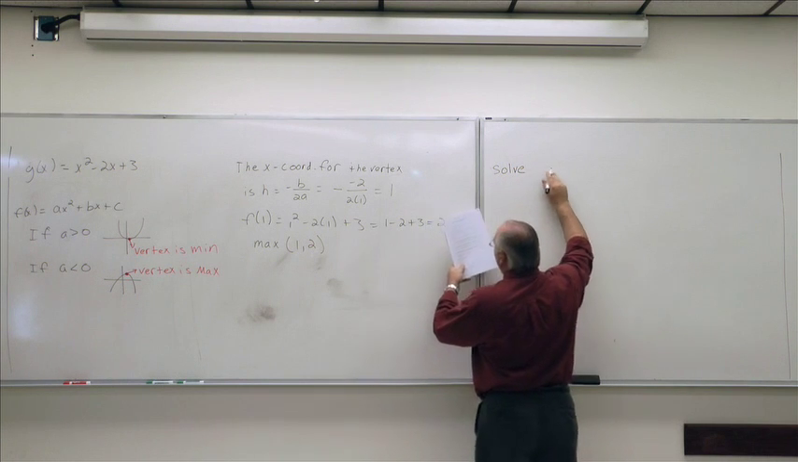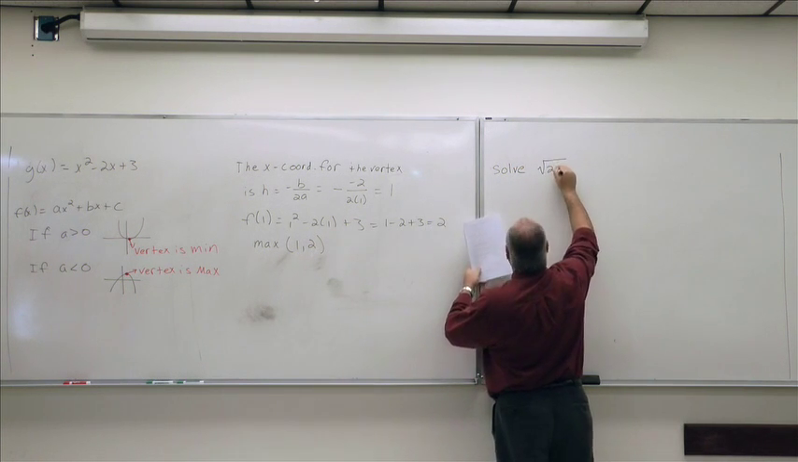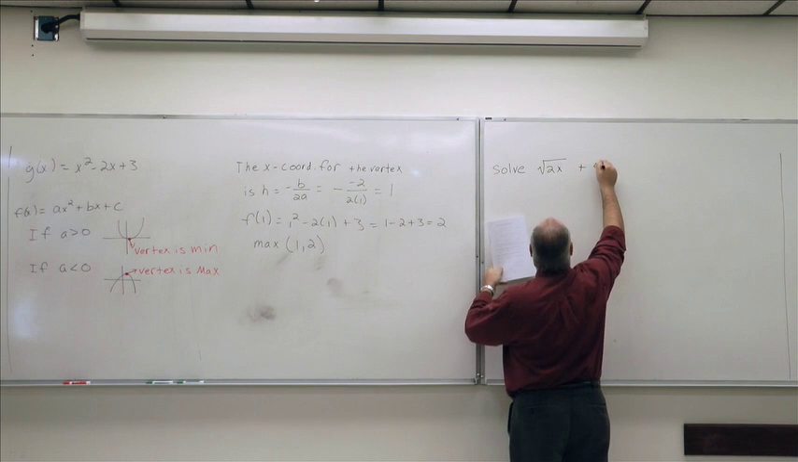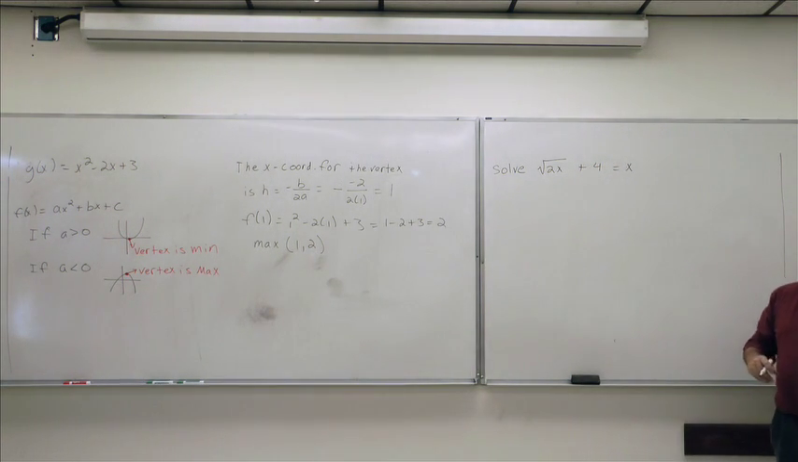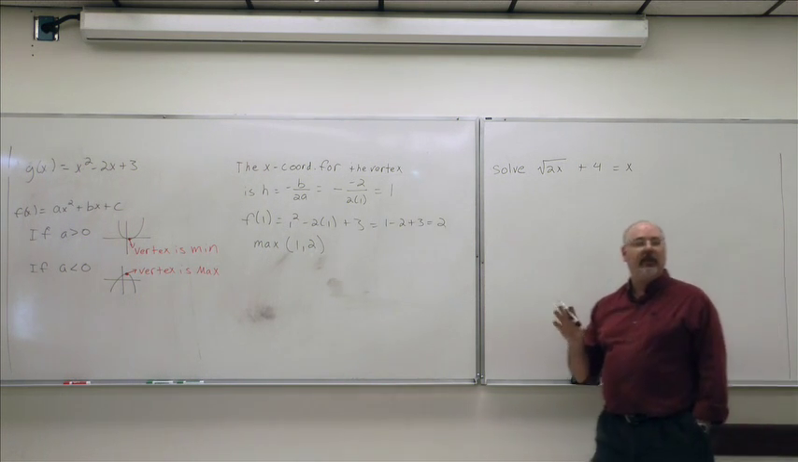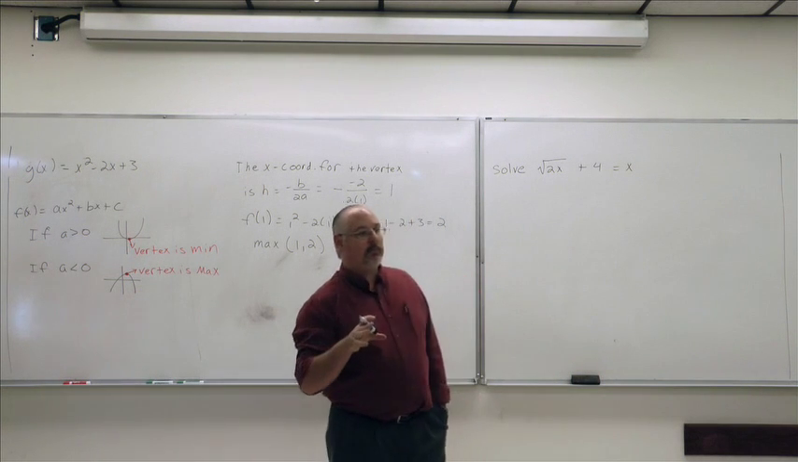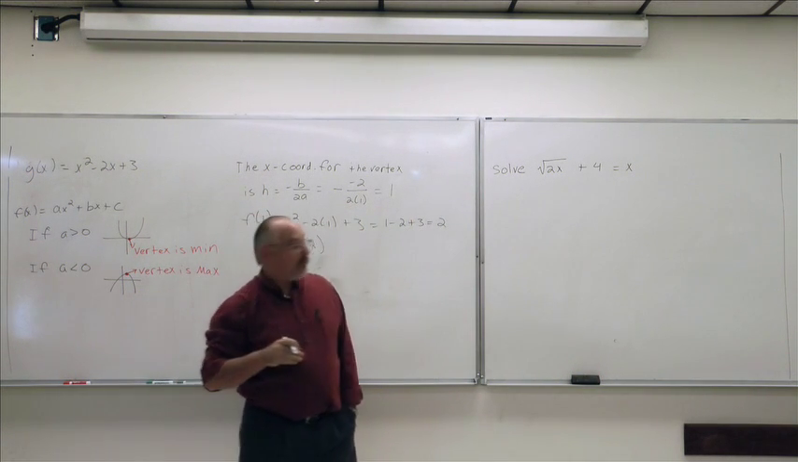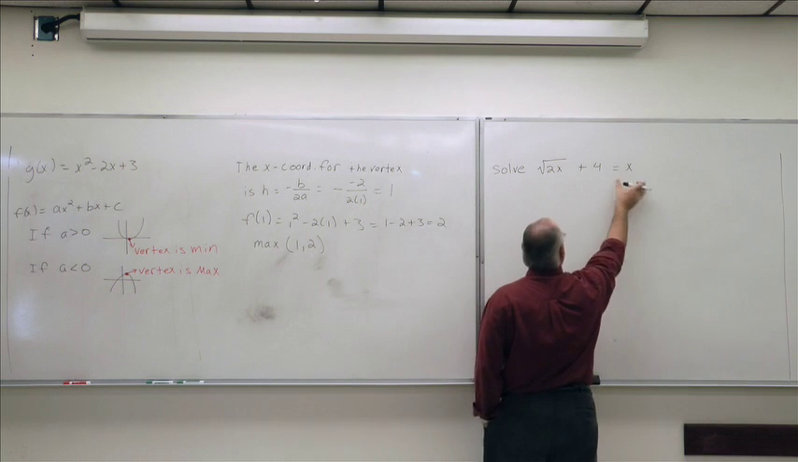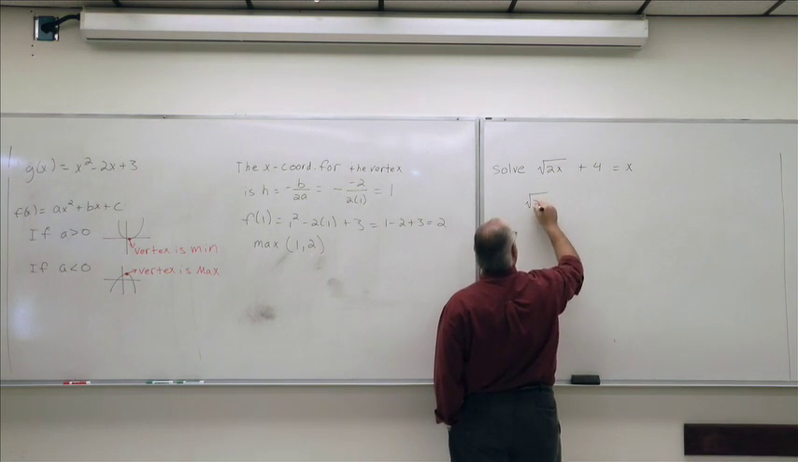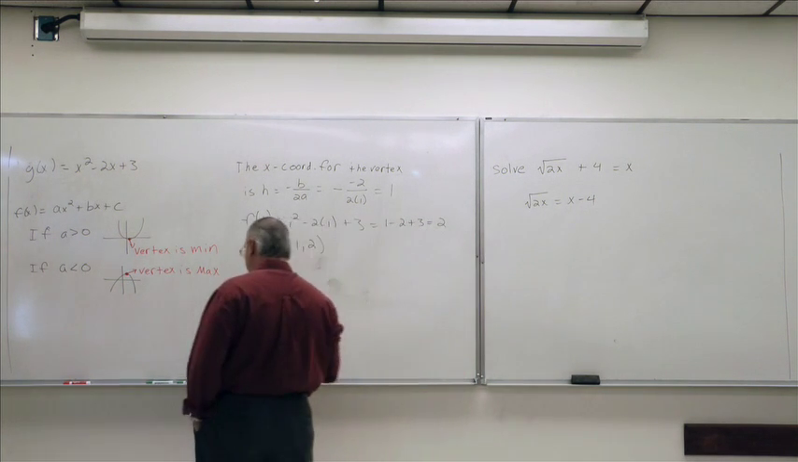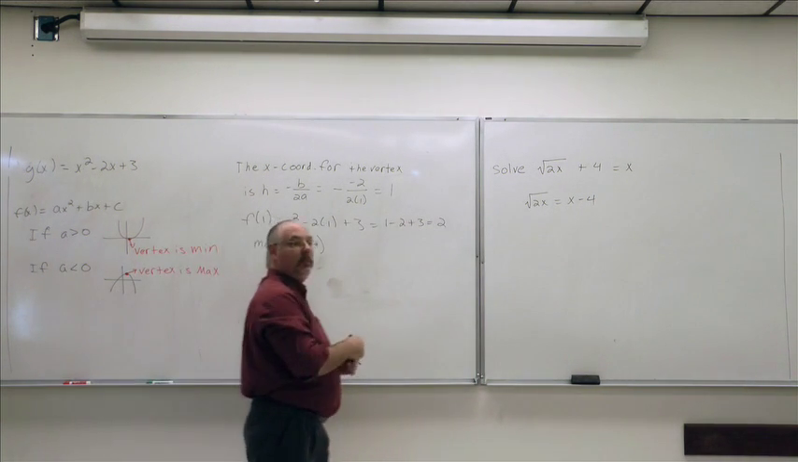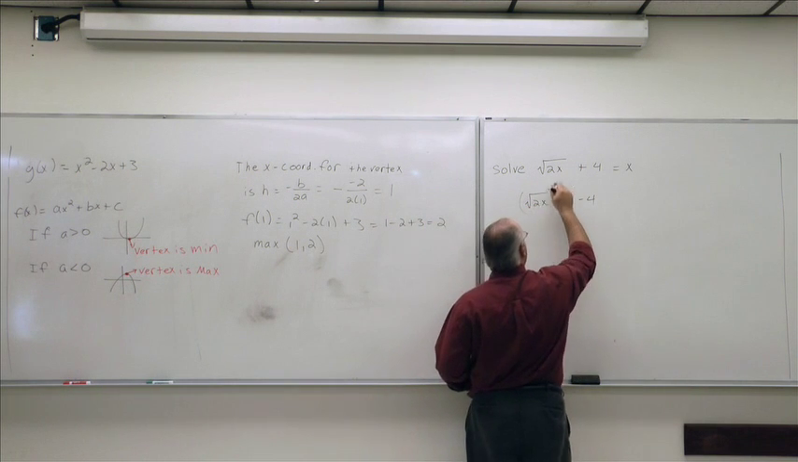So solve the square root of 2x plus 4 equals x. So we've got a radical equation. What's the first thing we have to do in a radical equation? Isolate the radical. You need to isolate a radical. So that's the square root of 2x, so we're going to subtract the 4 over. So the square root of 2x equals x minus 4. Then what? You have to square both sides.